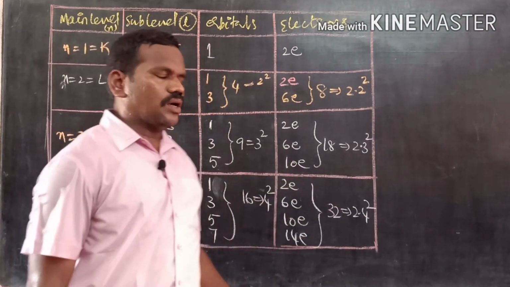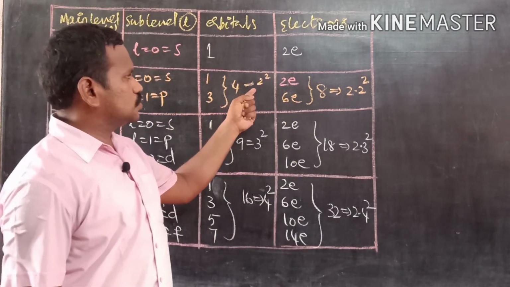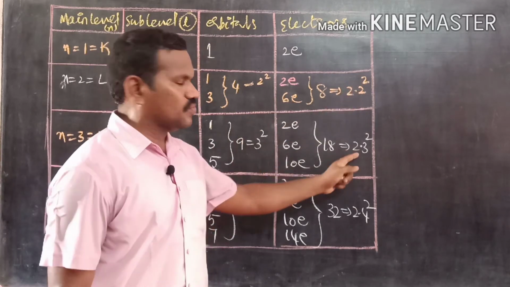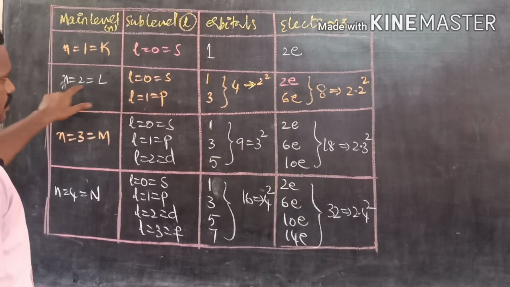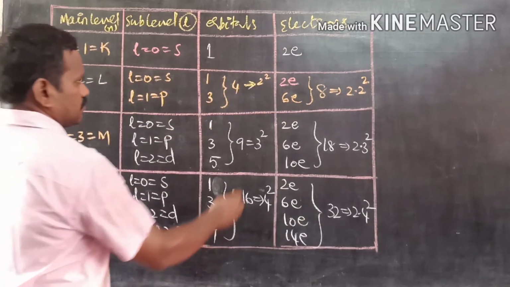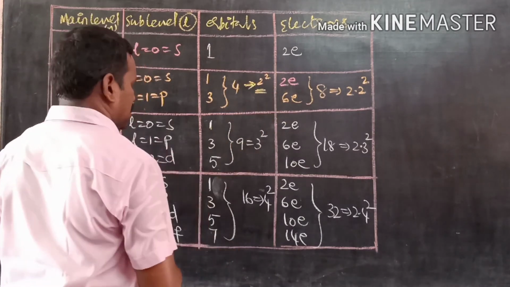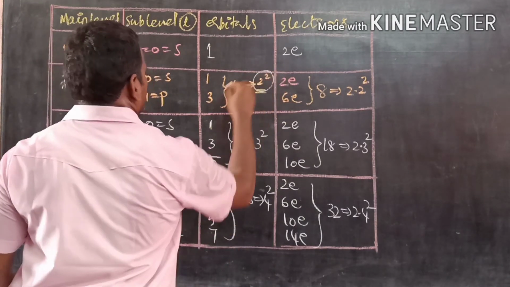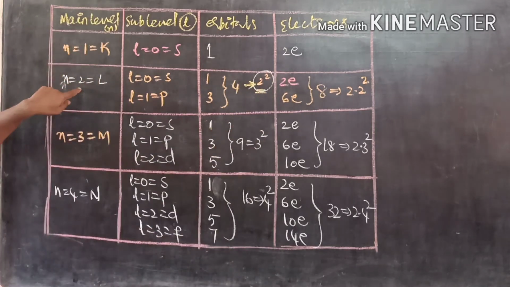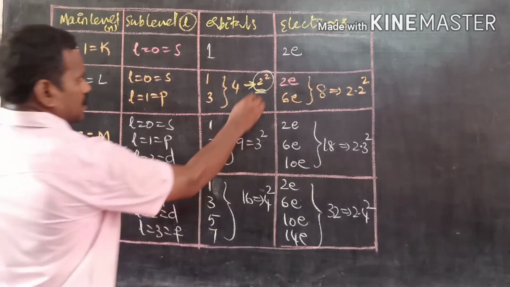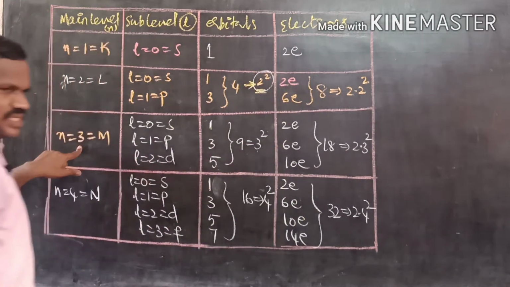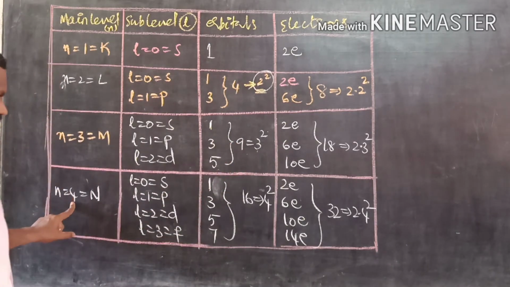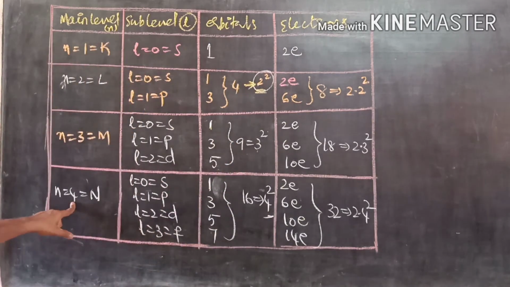Students, now we are going to learn what this 2 squared, 2 into 2 squared, 3 squared means, and why I wrote it like this. If you observe, for main level 2, I wrote 2 squared. This gives the relation between the main level number and the number of orbitals. Main level 2, number of orbitals is 2 squared. Main level 3, number of orbitals is 3 squared, which becomes 9. Main level 4, number of orbitals is 4 squared, that is 16.